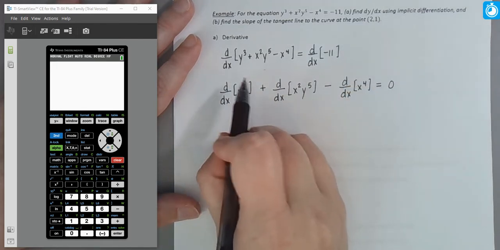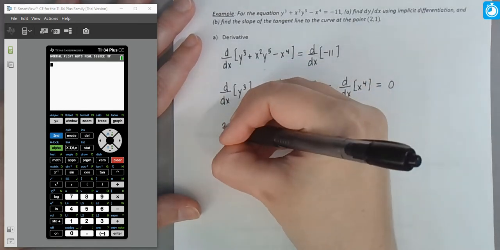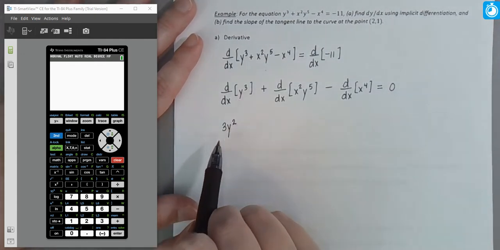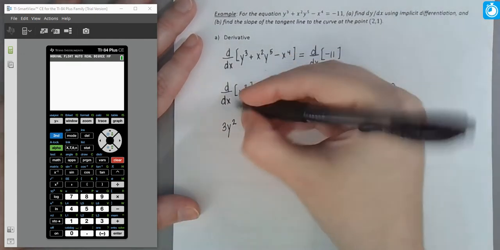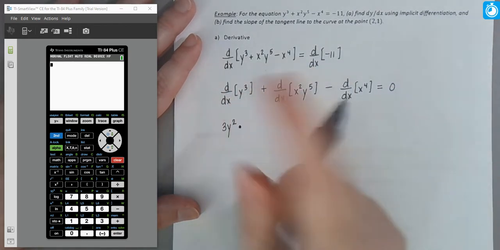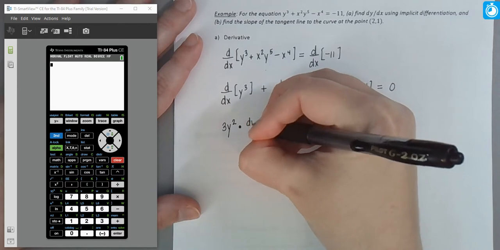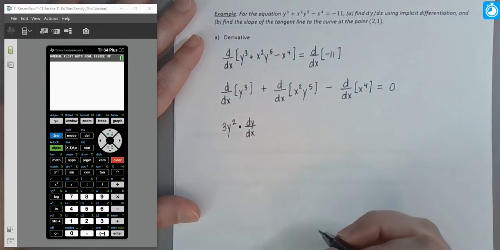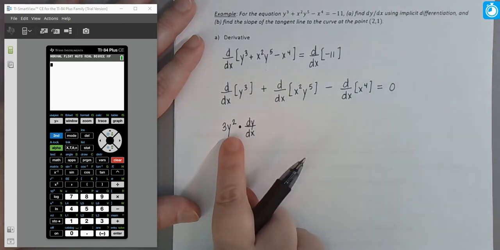So differentiate like normal, that would be 3y squared. y is our inner function, so we need to take its derivative as well and multiply by that derivative. Well, the derivative of y with respect to x is just dy dx. Okay, so that's that term.